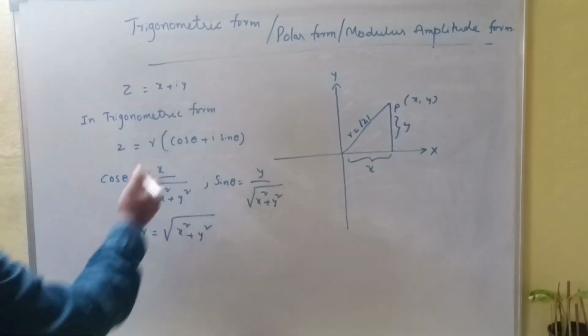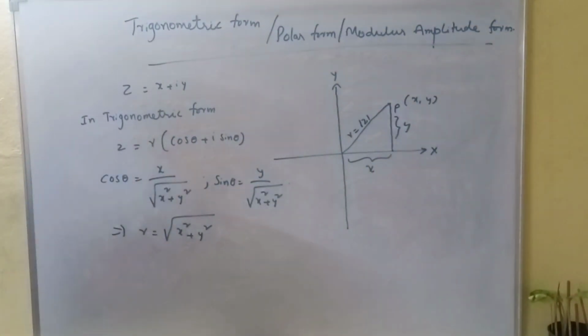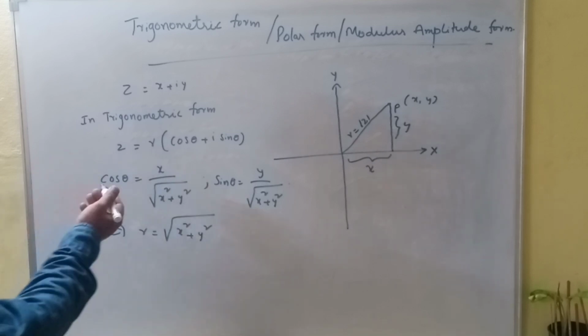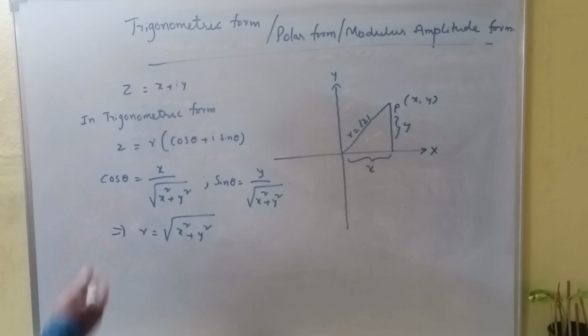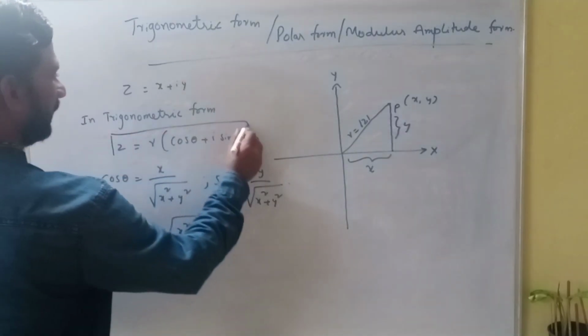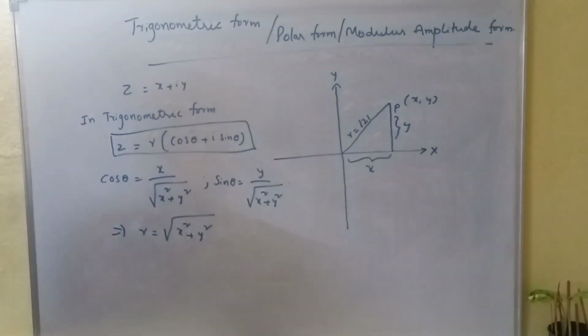So from this we can say that in the trigonometric form, z is equals to r into cos theta plus i sin theta, where cos theta is equals to x by under root x square plus y square and sin theta is equals to y by under root x square plus y square, and r is equals to under root x square plus y square. This is how we can represent in the trigonometric form. And this r into cos theta plus i sin theta, this is the polar form.